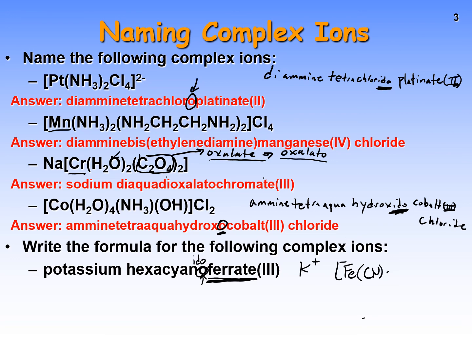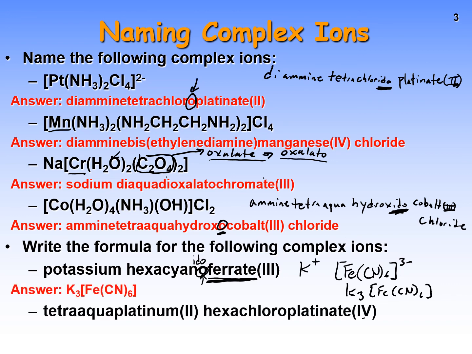We have 6 of them. So we're going to write Fe(CN)6 in parentheses. Now we got to figure out what the charge is. If I have 6 cyanides, each one at -1, and an iron 3+, then this is going to be 3-. My formula is going to be K3 brackets Fe parentheses CN6 close my brackets. And this is my compound's formula.